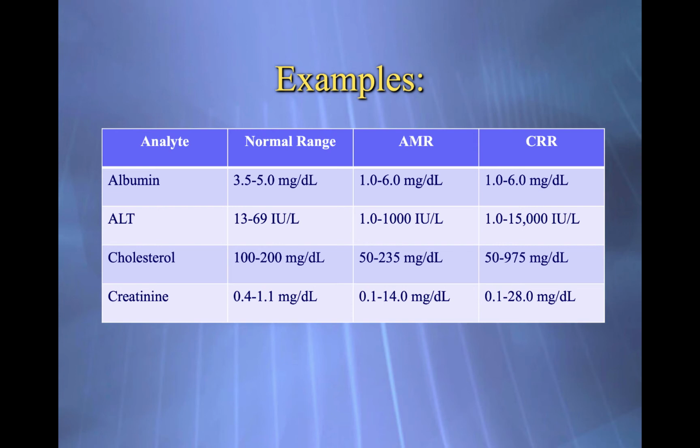Here's ALT, normal range 13 to 69. I can measure from 1 to 1,000, and I can report from 1 to 15,000 because I can dilute it up to 15 times in this assay.